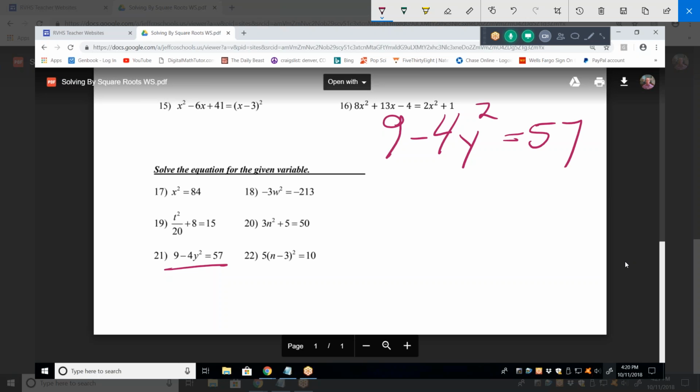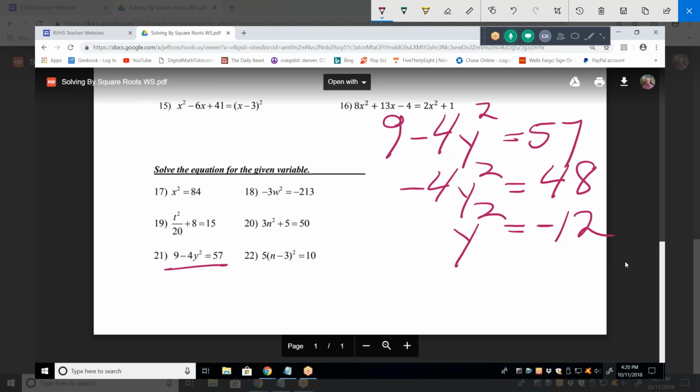Well, we've got a y squared, right? So we should start off. Can we subtract 9 from both sides? That gives us negative 4y squared equals 48. Okay. And then we divide by negative 4 on both sides. And then y is equal to plus minus the square root of negative 12.